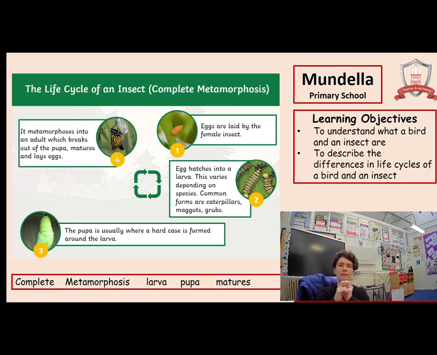So basically, it comes out of that pupa, comes out of that hard casing, and it matures. That means it grows up and lays eggs, so the cycle continues again. That is complete metamorphosis.